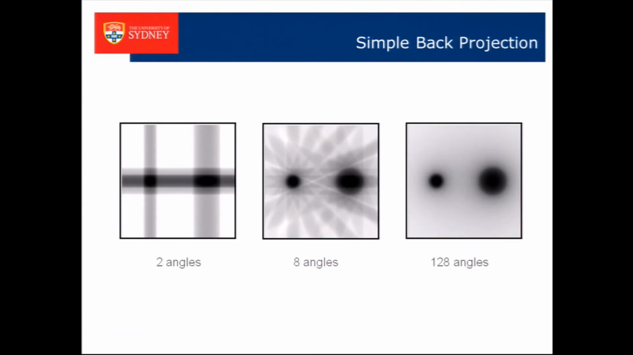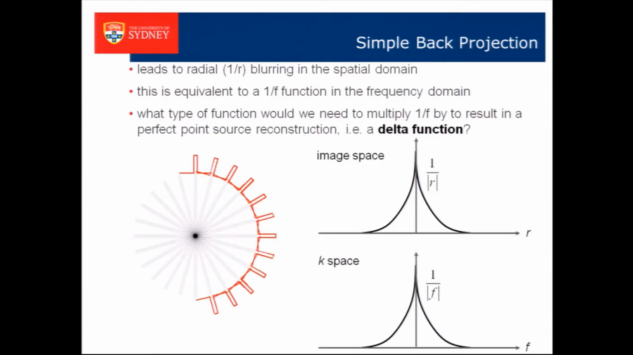But with simple back projection, there is a problem, and that's blurring. This blurring is described by a 1 over r function in the spatial domain. If we were to take a horizontal profile, or any profile actually, through the center of this image, say along this line here, and plot it, even for a perfect point source, we would not see a perfect point source. We would see this function which is described by 1 over the magnitude of r. That's a problem with simple back projection. This is equivalent in frequency space to a 1 over f function.